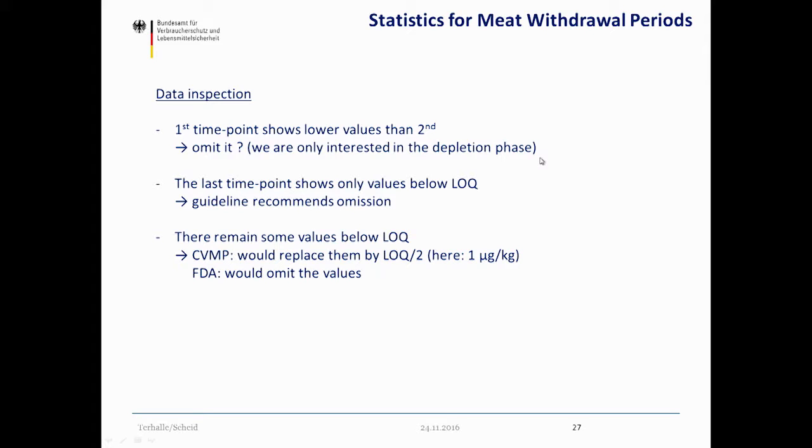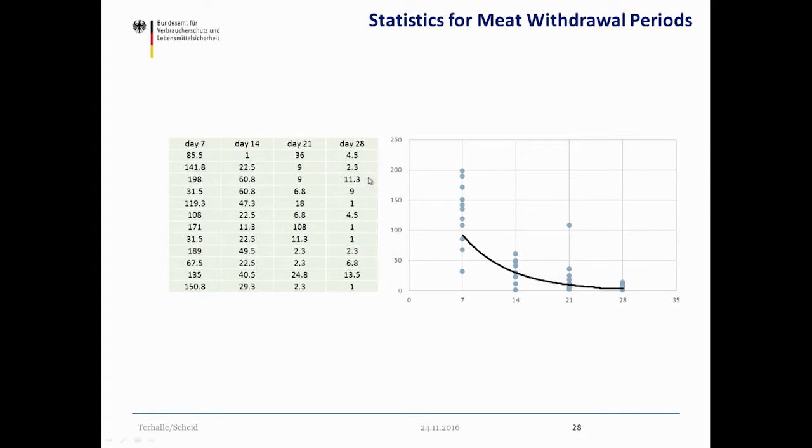So the visual inspection would tell you that this is probably a time point which does not belong to the depletion phase. The last time point shows only values below the LOQ. The guidelines would recommend leave it out. And there remain some other values below the LOQ. The guideline would recommend replace these values by half the LOQ, and the FDA would recommend leave these values out. So that's what we would do. We would leave the first time point out and leave the last time point out. And then we have 3 remaining time points for the same data set.